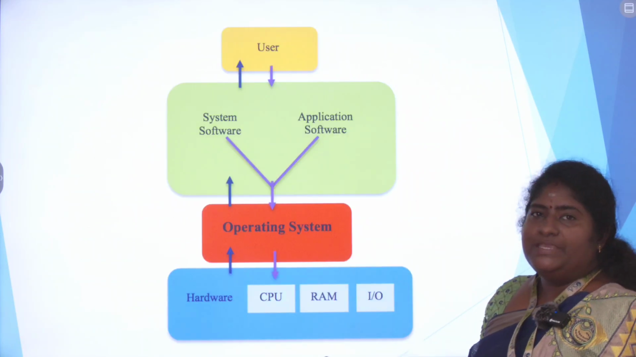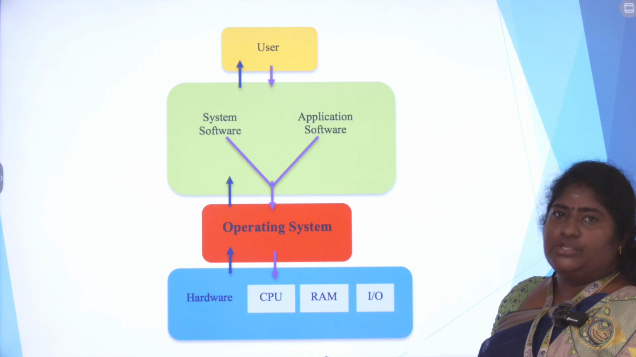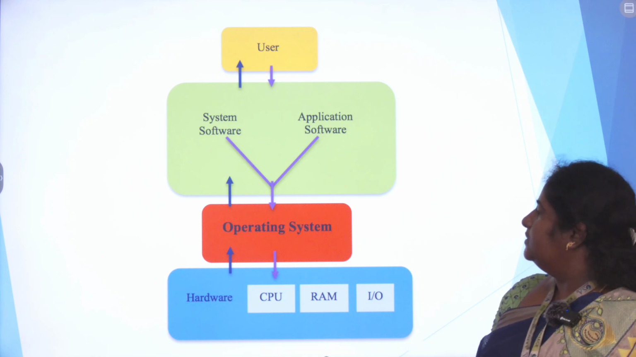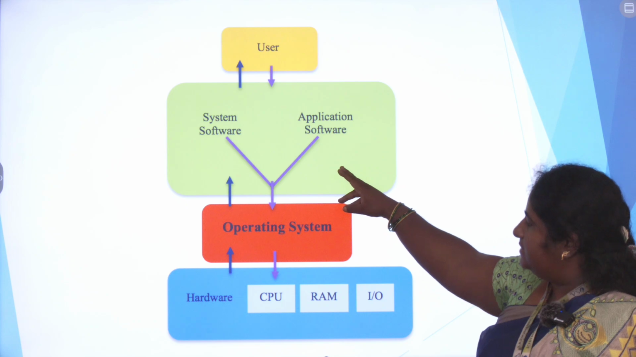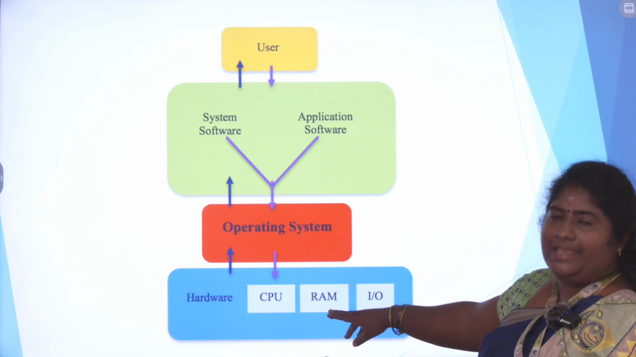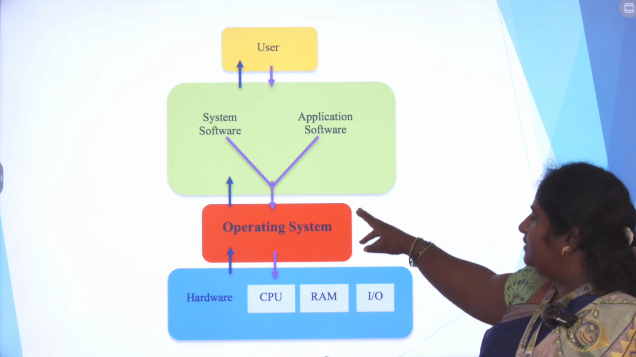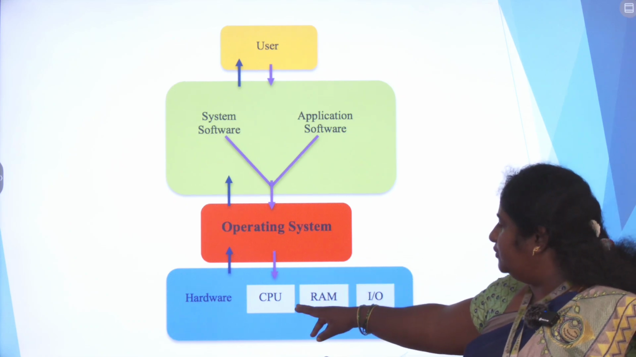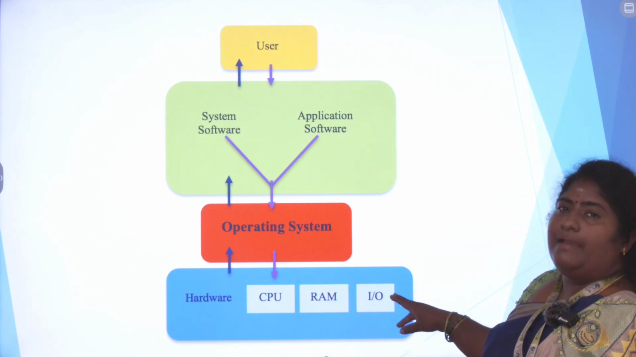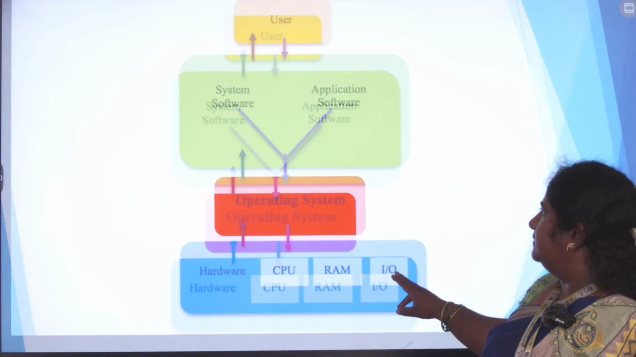So this is the diagrammatic representation of what an operating system is. The operating system lies in between the application and system software, and it lies in between the hardware. So this operating system helps with the positioning of the CPU, RAM and input-output process.